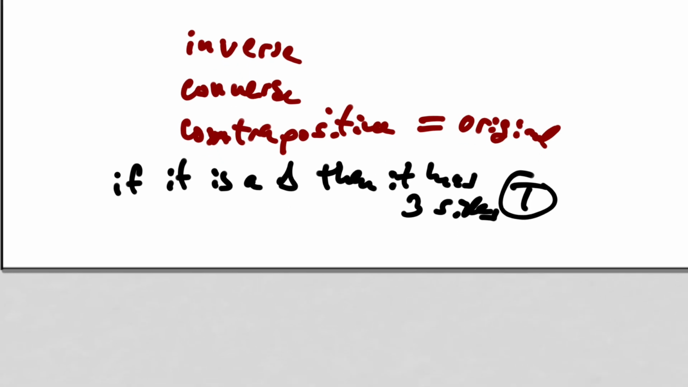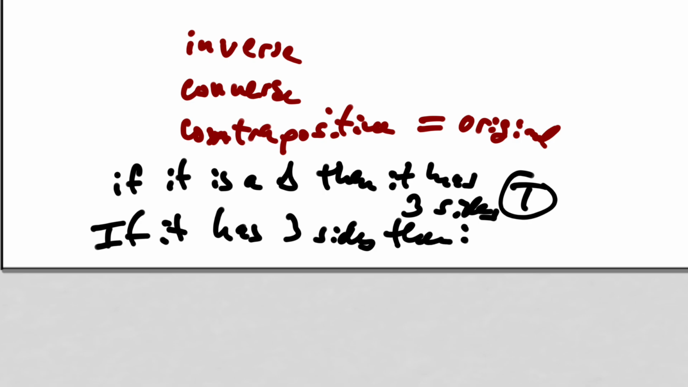So if I say, if it has 3 sides, then it is a triangle. That can be true, but it didn't have to be true. It didn't have to have the same truth value the way the contrapositive has to. So I don't want you to think that the converse can't be true.